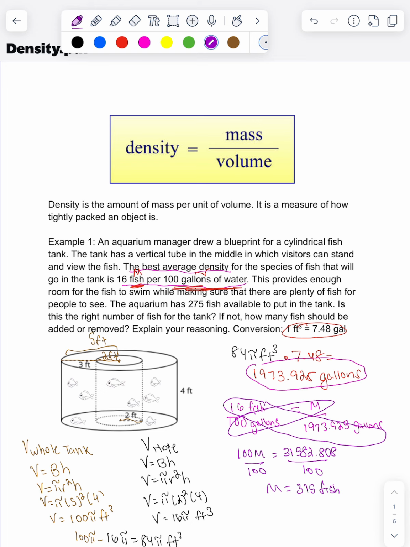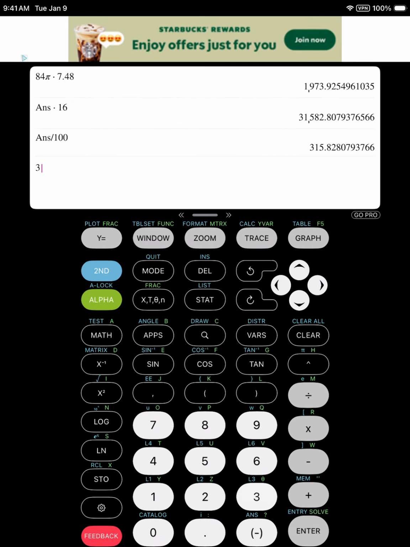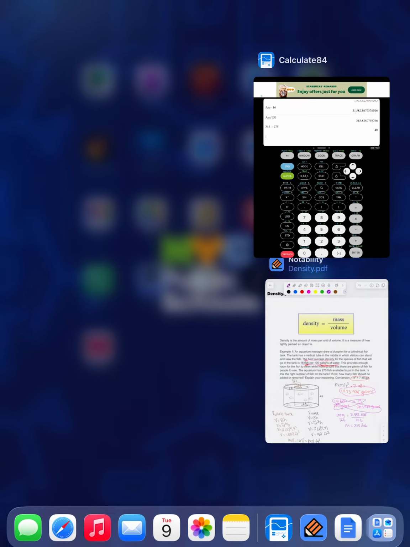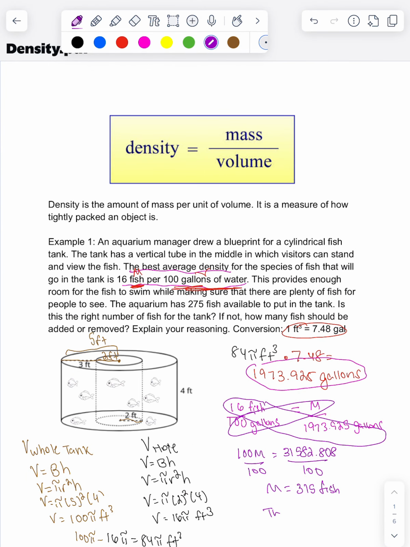So the aquarium has 275 fish available. So I think it's clear they have to get more because the tank can actually hold comfortably 315 fish. So let's figure out how many more they have to buy or get or fish out of the ocean. 315 minus the 275 that they already have, and that is 40. They must add 40 fish. And there we go.